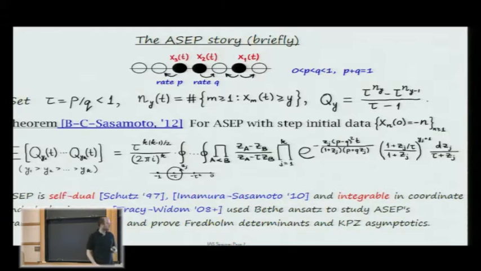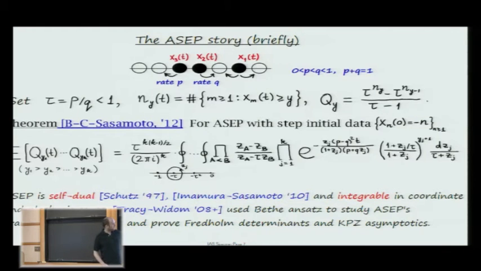P plus q is equal to 1, and q should be bigger than p, meaning there's a net drift to the right. Now, I'll call tau the ratio of p over q. In fact, tau will play the analog of q from Q-TASEP. It'll play a functional analog throughout. There'll just be one slide about this, though. What I'd like to study is how far this system has progressed. And again, I'm talking about step initial data. So I'm just going to study the number of particles that have made it to the right of position y at time t. So this is just a current of particles. So how many guys have made it past the toll booth?